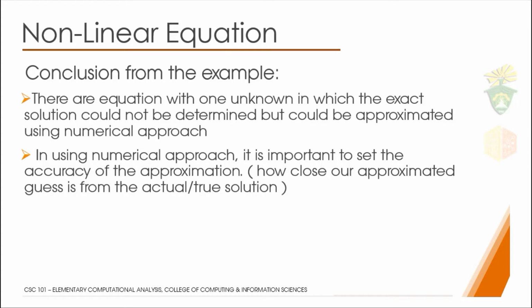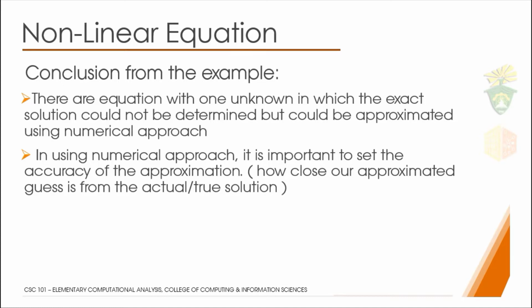So, what have we learned from the example? We learned that there are equations with one unknown in which the exact solution could not be determined, but could be approximated using a numerical approach. In the case of our example, it is possible to determine values of theta wherein our f of theta is closer to 0.